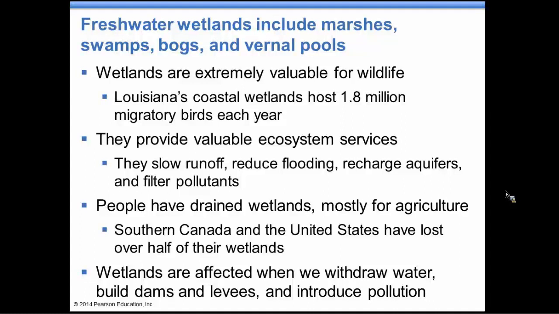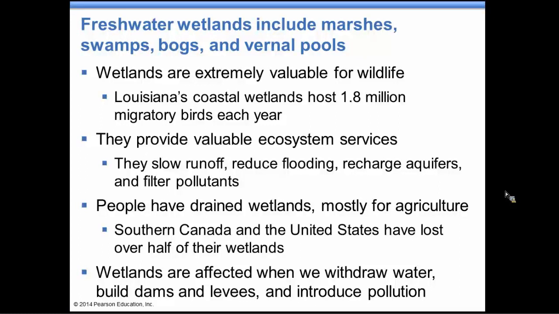People do drain wetlands, mostly for agriculture. That's how most of Canada and the United States have lost theirs. It's because of the soil: when something dies and floats to the bottom, there's an anoxic zone down there where nothing decomposes very fast. So the organic matter in these wetlands is very high compared to regular soil, so they're often drained for farmlands.